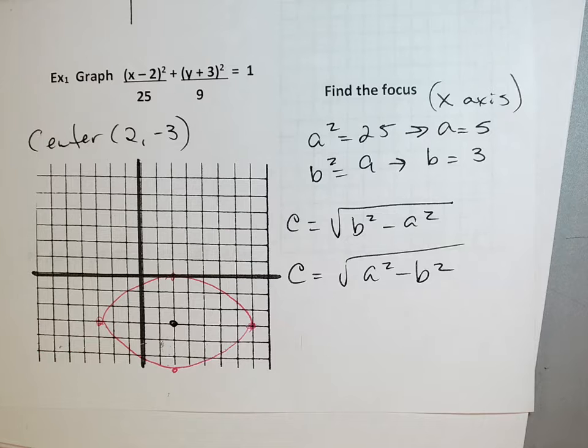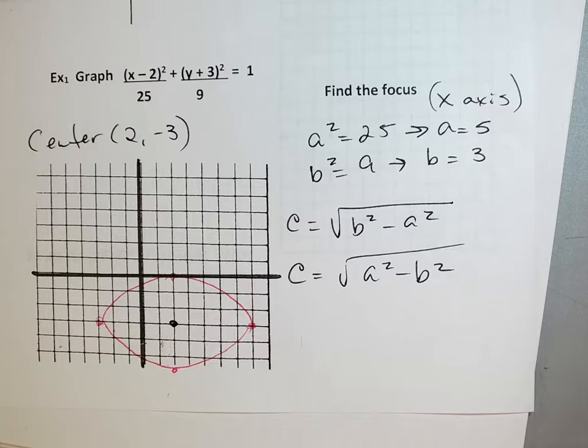Which equation to use doesn't really matter. You want to make sure that you don't get a negative square root. Do you agree with that? Yes. So the bigger one always goes first, right? So I'm going to go 25 minus 9, not 9 minus 25, correct? You don't want negative values.